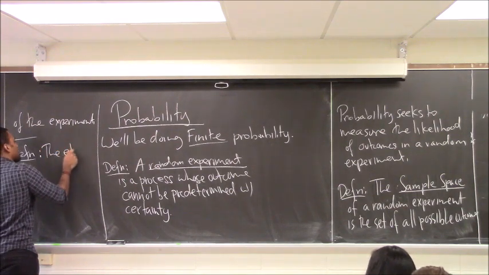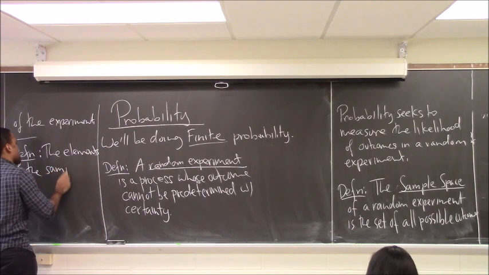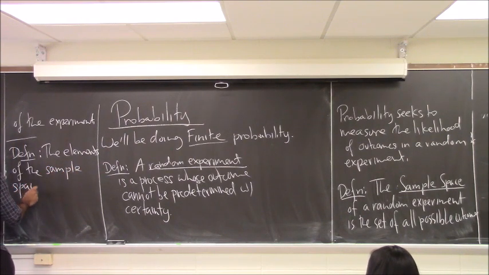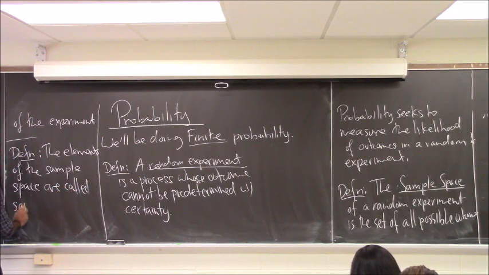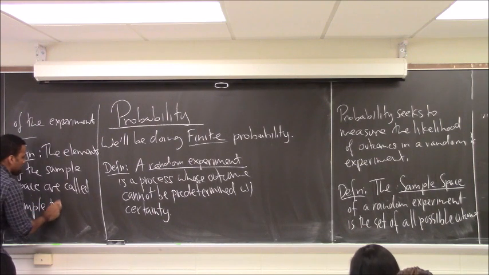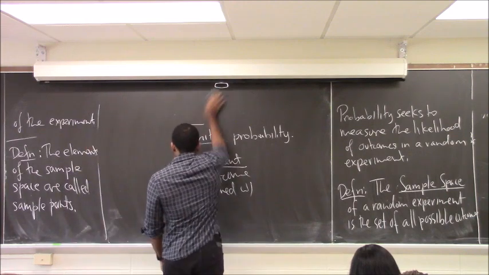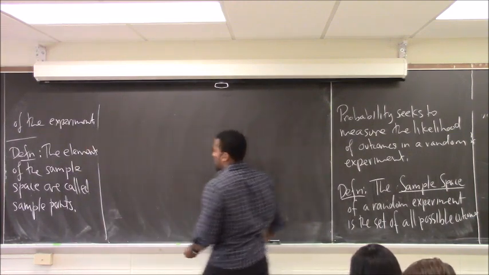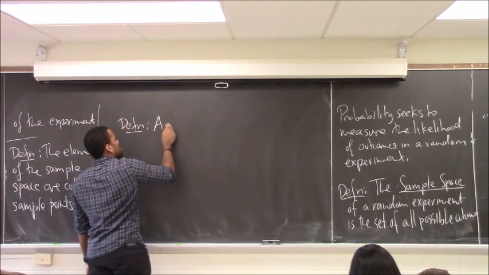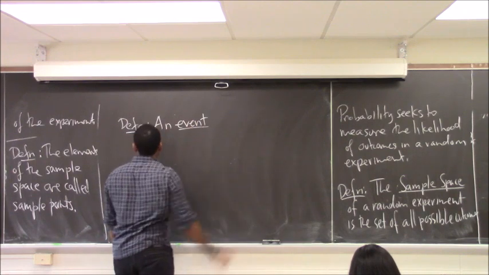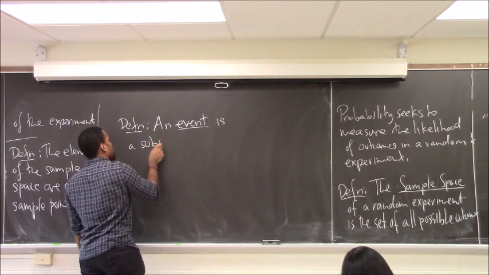The elements of the sample space are called sample points. And another definition: an event. When we say an event happened, an event occurred, it is a subset of the sample space.